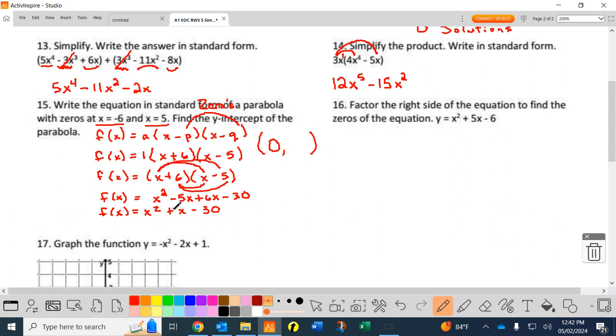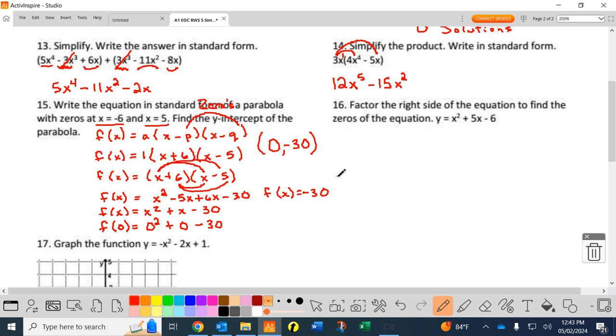If we plug in 0 for x, that's going to be 0 squared plus 0 minus 30. So whenever you see this, 0 plus 0 minus 30 is going to put you at f of x is equal to negative 30. And remember, f of x just stands for y. It's another name for y. And that's going to put us at negative 30 for our y-intercept to that equation.